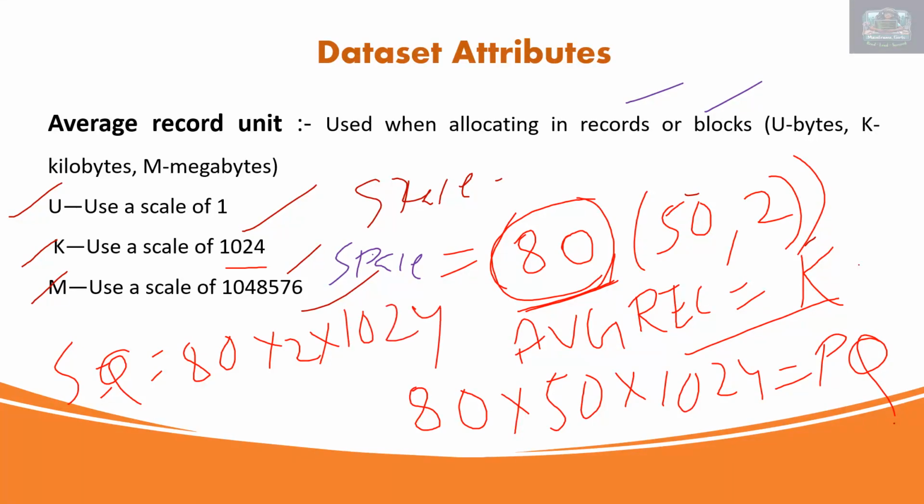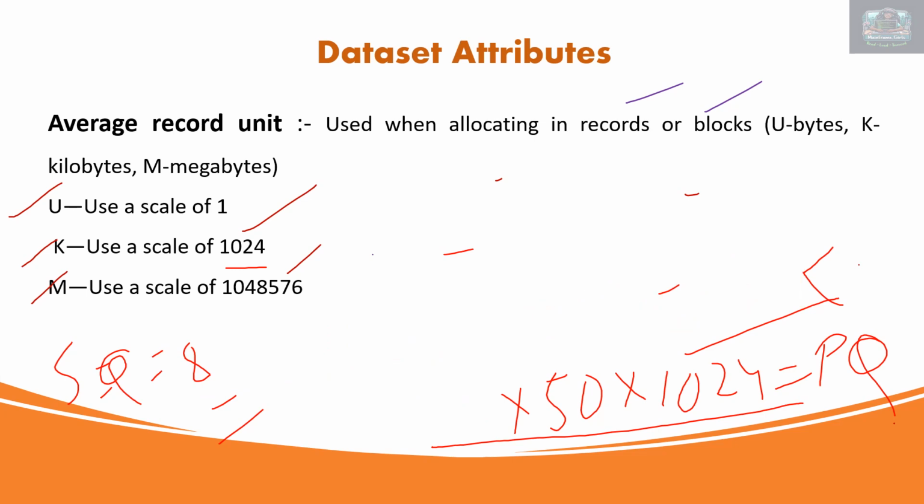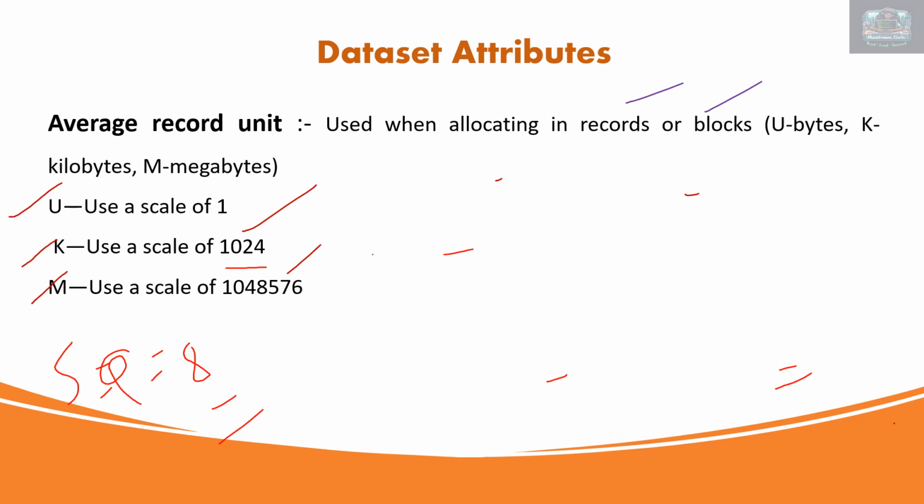Okay, so it comes in that way. This much primary quantity will be allocated at once, and this much secondary quantity will be held until it is required. So that's how average record unit is specified when you're giving records or blocks, and you have to specify this parameter called average rec, so that it knows how it has to be calculated, whether it should be 1024, or 1, or 1048576.